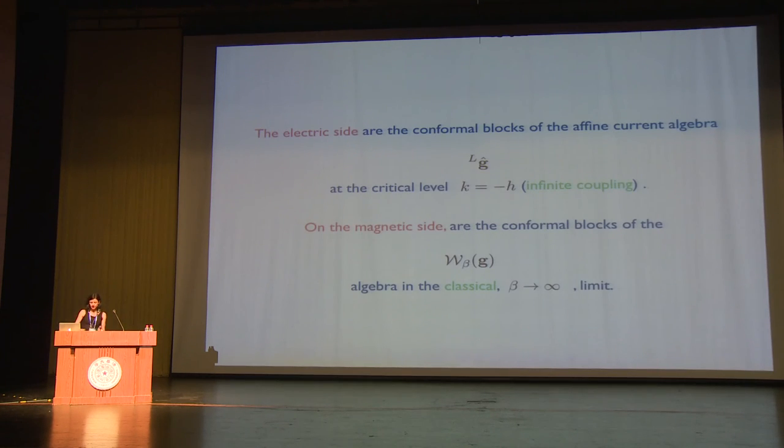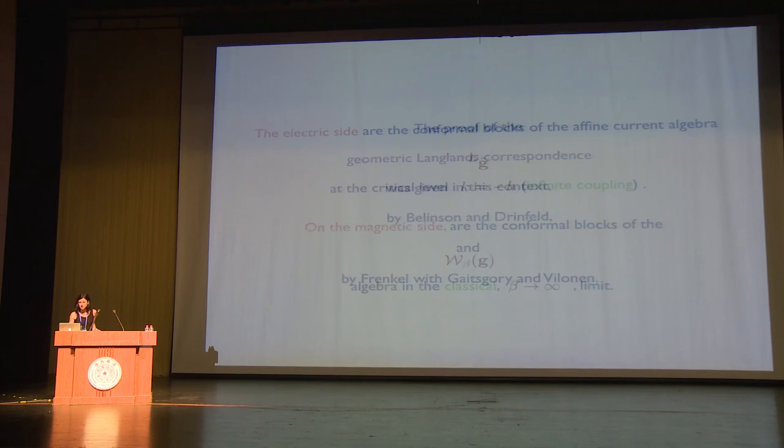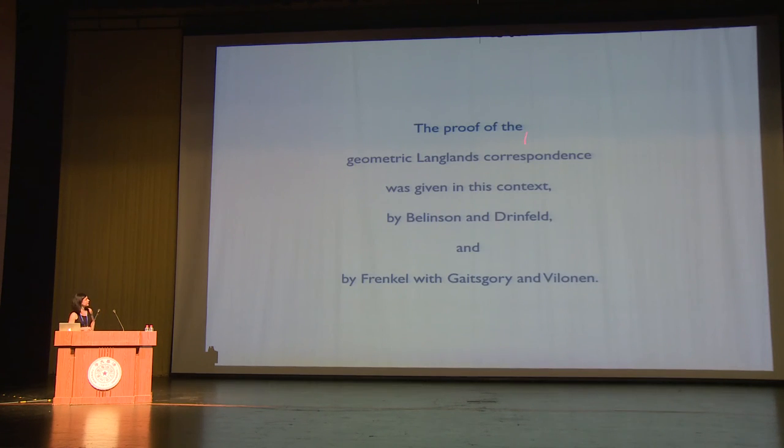On the electric side, we get conformal blocks of the affine current algebra associated to LG at the critical level. The critical level is infinite coupling. On the magnetic side, we get conformal blocks of the W algebra in the classical beta to infinity limit, the W algebra associated to G. The proof of the geometric Langlands correspondence was given in this context by Beilinson and Drinfeld, and for opers, by Frenkel with Gaitsgory and Vilonen.